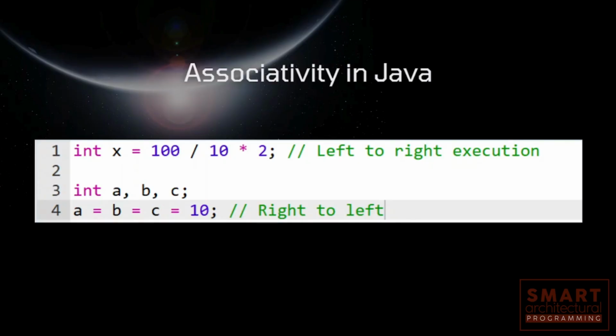Some operators have the same precedence level. In such cases, Java follows associativity rules. Most operators have left to right associativity, meaning they are evaluated from left to right. So you just need to remember that if, for example, addition and subtraction are on the same precedence level, and division and multiplication are also on the same precedence level, they're going to follow left to right.